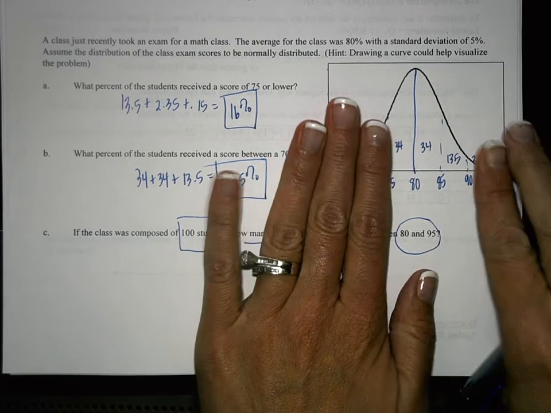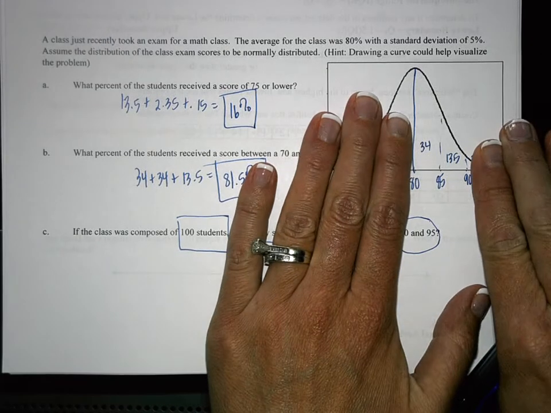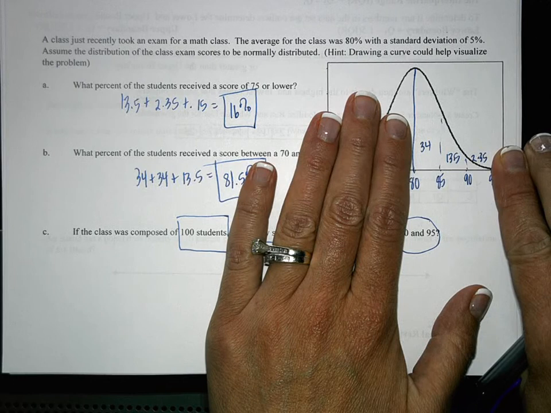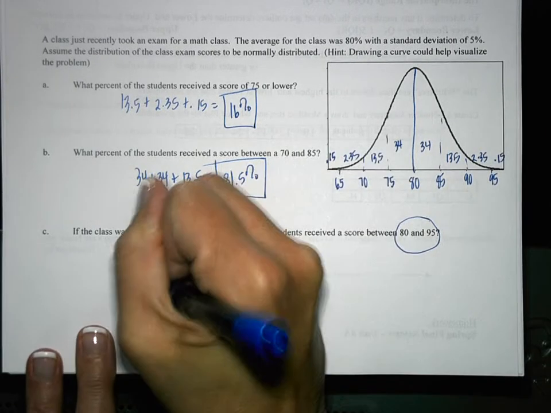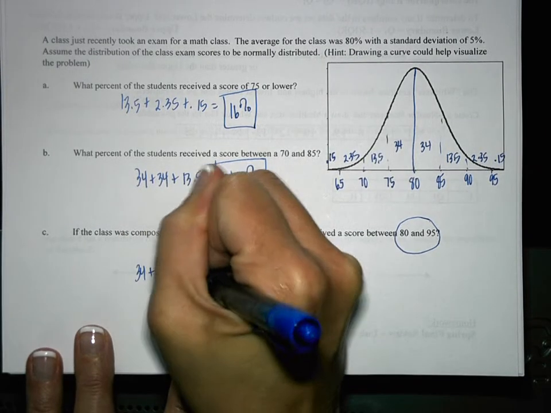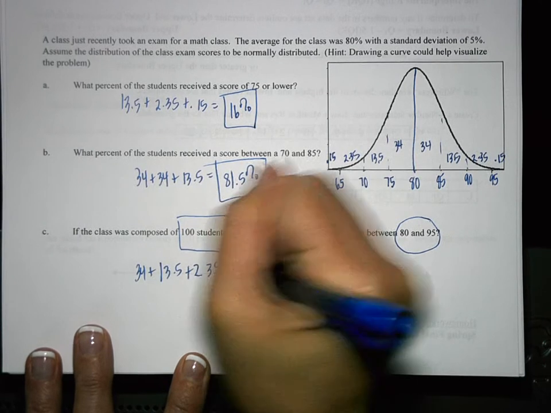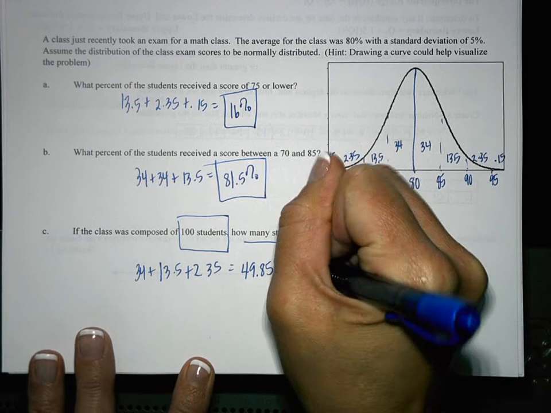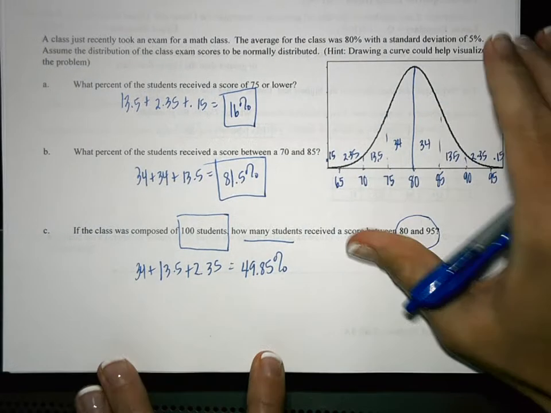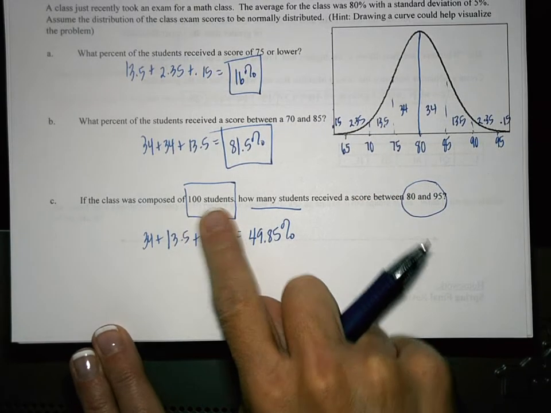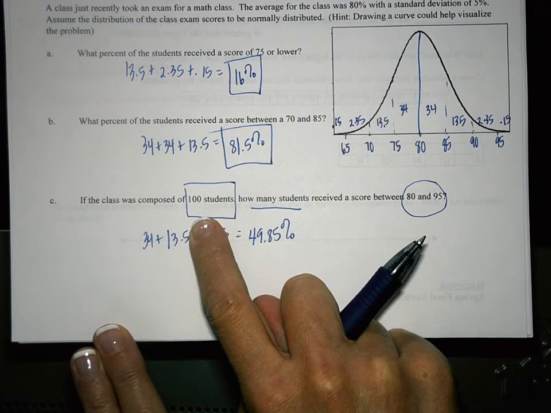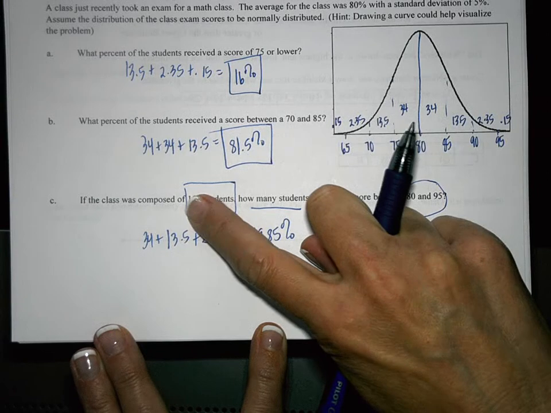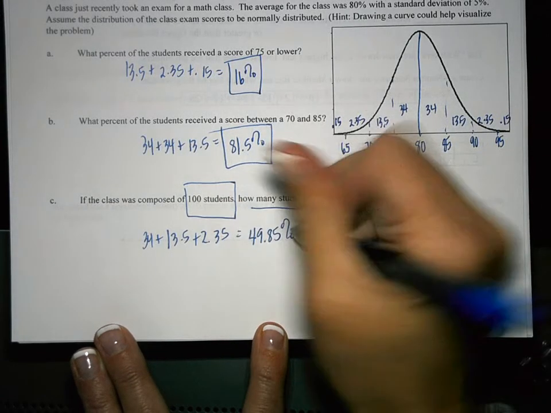It's 49.85. So 80 to 95, oops, sorry. You would add those up, right? So 34 plus the 13.5 plus 2.35, and I heard someone say it, it's 49.85%, correct? So then you would multiply by however many people there are. So in this case there's 100, but there could be 500 or 1,000 or whatever. So whatever that number of people or items it is, you take that percent and multiply them together.